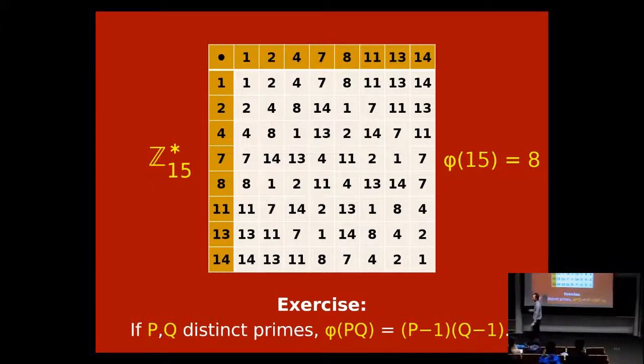And here's a little exercise for you. It's pretty easy, but you should try it, especially in preparation for the next lecture. If p and q are distinct primes, then phi of pq is p minus 1 times q minus 1. This is like saying if you look at all the numbers up to p times q, the number that have GCD 1 with pq is p minus 1 times q minus 1. You can see it worked out here: 15 is 3 times 5, so this would be 2 times 4, which is 8. Okay, try it. It's not too hard.